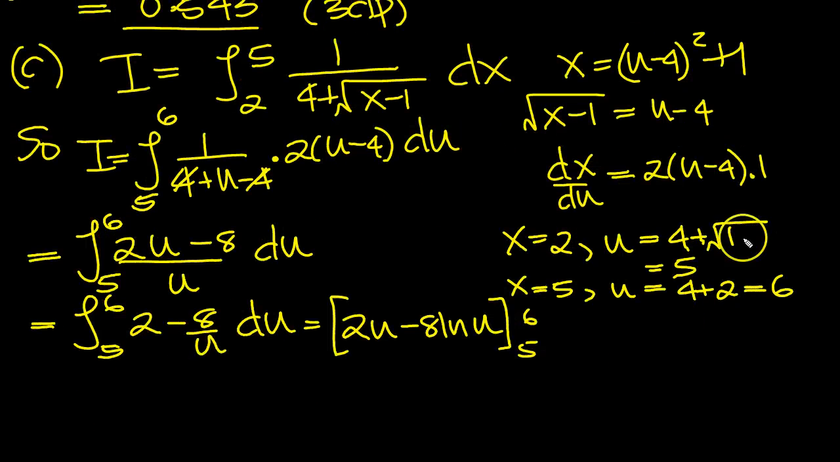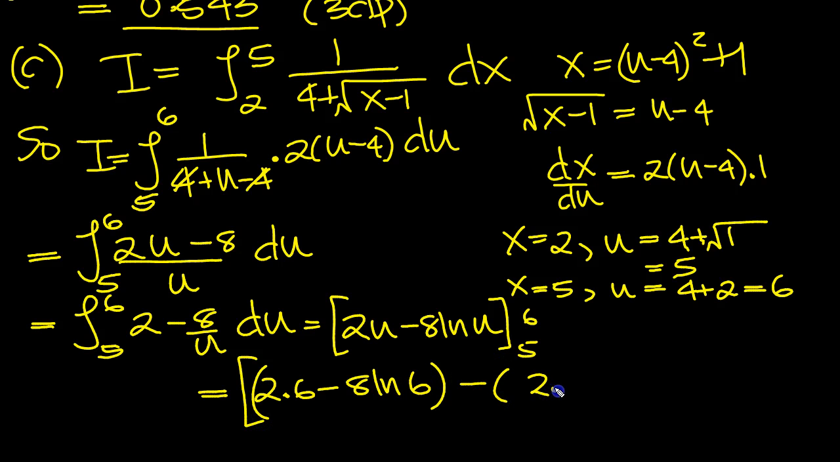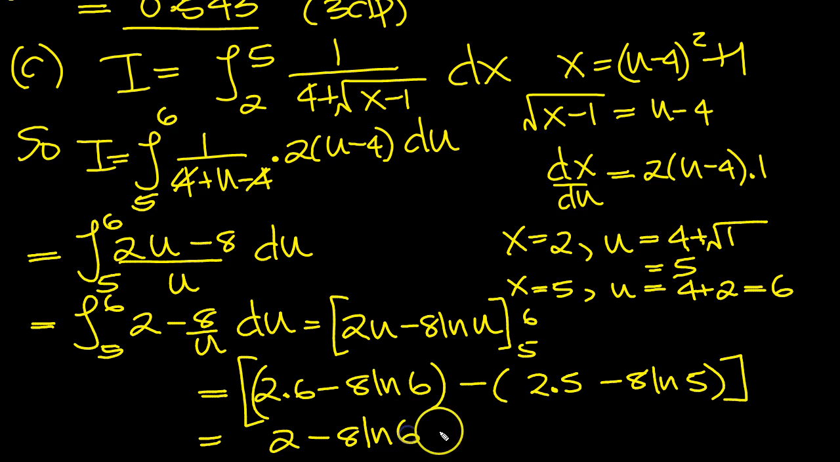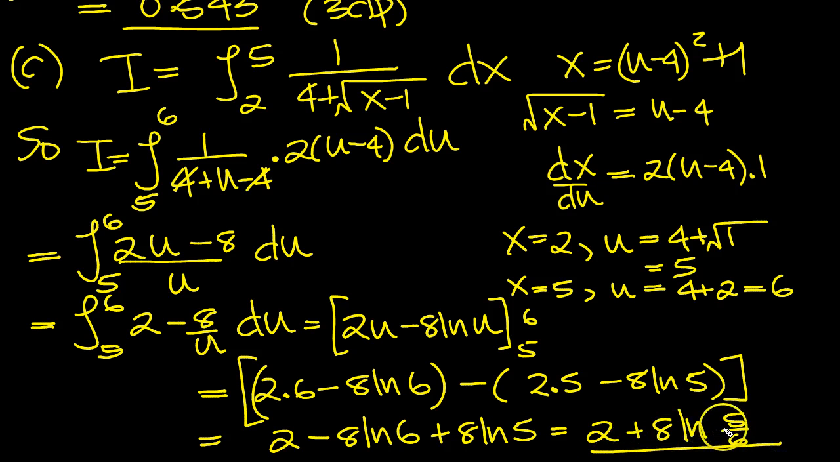So let's work that out then. Evaluate that. Put the top value in: 2 times 6 minus 8 ln 6. Take the bottom value, 2 times 5 minus 8 ln 5. Close bracket. 12 take away 10 is 2, minus 8 ln 6, and then plus 8 ln 5. So that's equal to 2 plus 8, brackets, ln 5 minus ln 6, which is ln 5 over 6, isn't it? We can write it like that: 2 plus 8 ln 5 sixths.